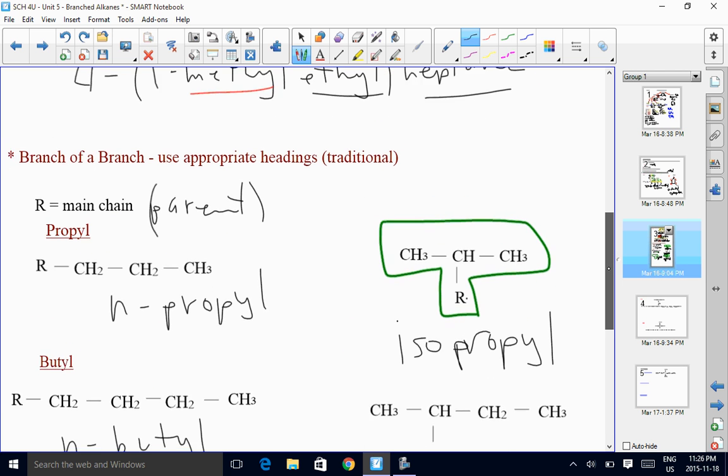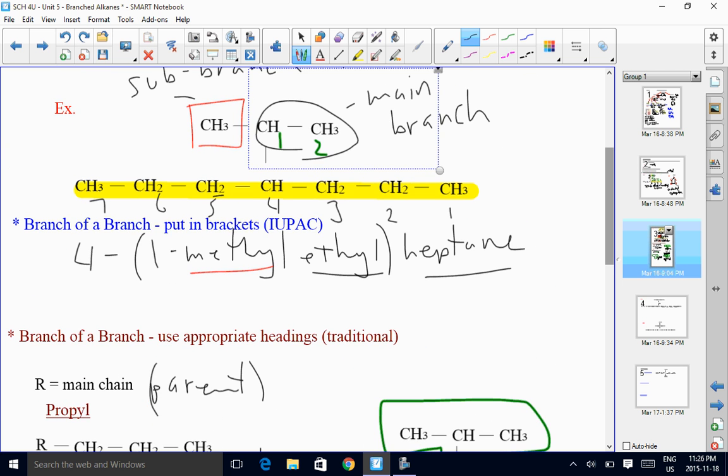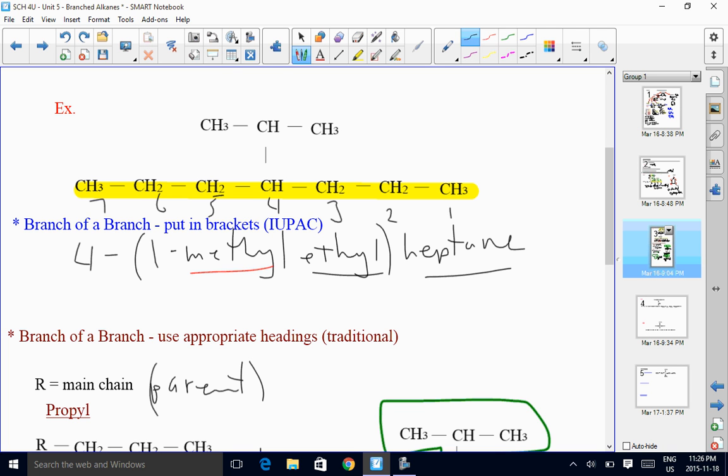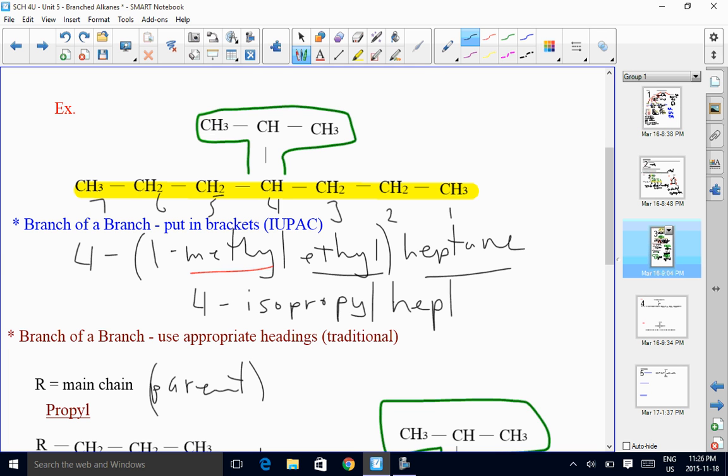So if I were to use the old way of naming it, let's go back and name this one. Let me erase all this stuff here. This group right here is called an isopropyl. So the other way of naming it would be 4-isopropylheptane. So the isopropyl replaced the thing in the bracket. Okay, so that's the old traditional way of naming it.